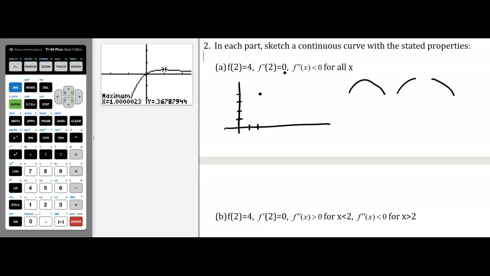But in this case, we do know that at x equals 2, we have a place where the first derivative is equal to 0. So chances are we do in fact have a function in this example that looks something like this. And I think this is it, because you've got f of 2 equals 4. Check. The first derivative at x equals 2 is 0. And you can see that we've got that horizontal tangent line at x equals 2. So we check that box. And our second derivative is always negative. We're always concave down. So that's what you would do in this very first one.